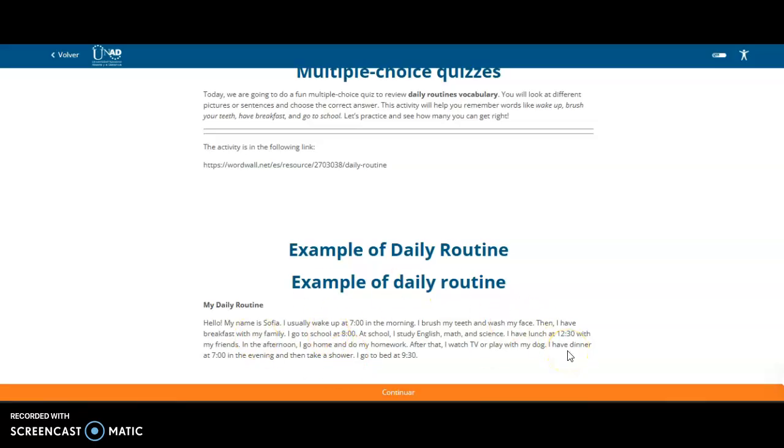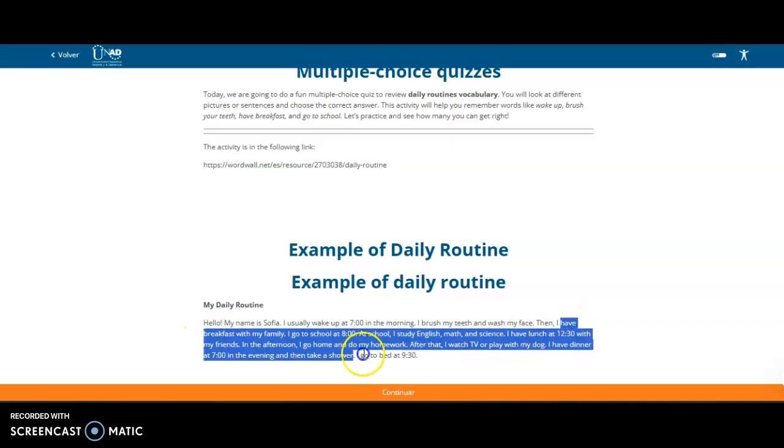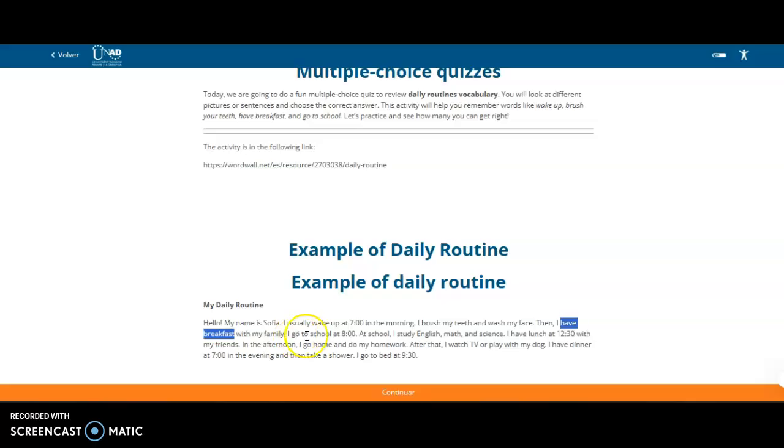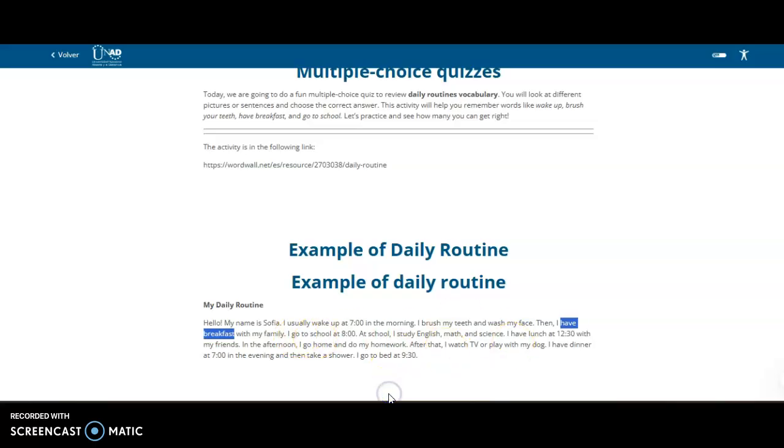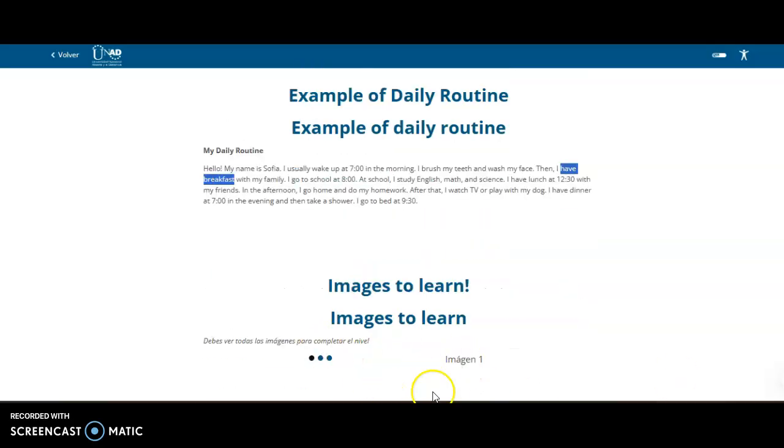So in that case, it says, hello, my name is Sofia. I usually wake up at 7 in the morning. I brush my teeth, and the students are going to pay attention to the verbs. So you wake up, brush my teeth. Okay, they have breakfast, go to school, and some other activities. In that case, we have images here that can help students learn a little bit more easily. Let me show you.